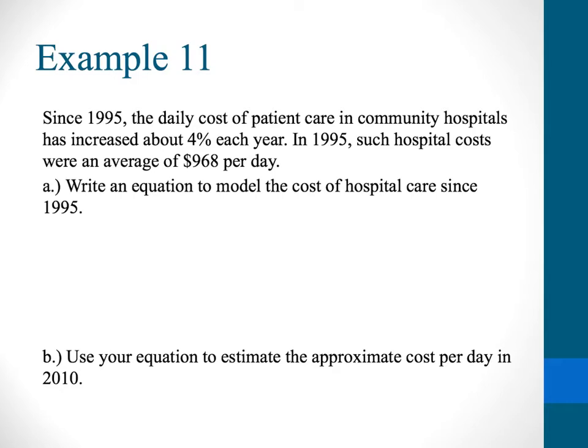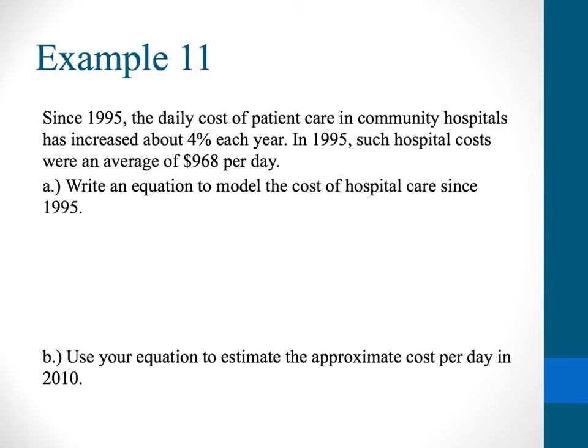So to look at an example on this, example 11 says, since 1995, the daily cost of patient care in community hospitals has increased about 4% each year. In 1995, such hospital costs were an average of $968 per day. So part A wants us to write an equation to model the cost of hospital care since 1995.